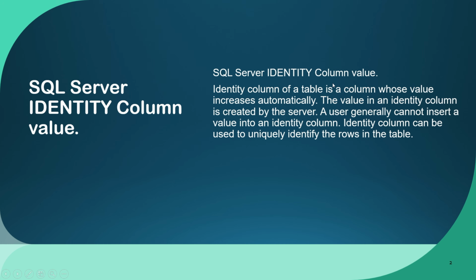So an identity column of a table is a column whose value increases automatically. The value in an identity column is created by the server itself, so a user generally cannot insert a value into an identity column. An identity column can be used to uniquely identify the rows in the table.